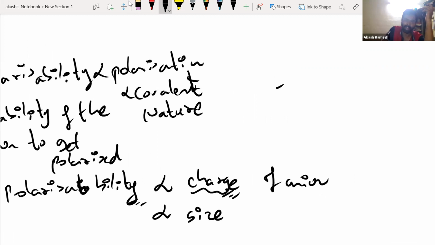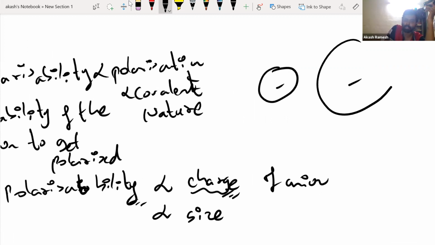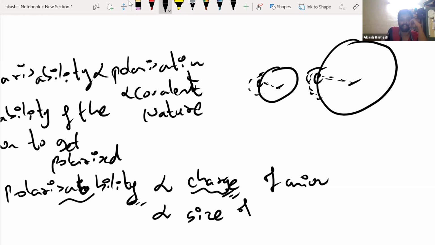Say I have an anion which is a little small, and an anion which is very big. In the big one, the electron will find it very easy to get distorted because it is not that tightly bound to the nucleus. But in the small one, the electron is very tightly bound to the nucleus, so getting polarized is a little difficult compared to the big one, where the electron is not that strongly held. So that's why polarizability and size of the anion are directly proportional. Obviously, more size means more covalent character. So again, these two are the factors for anions.